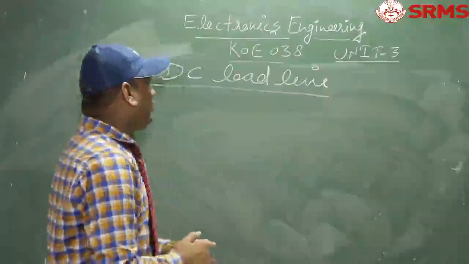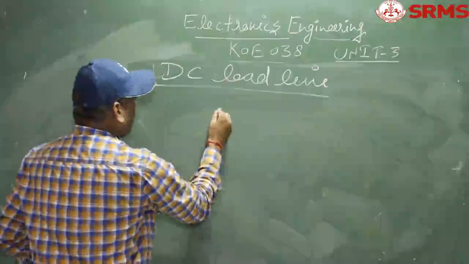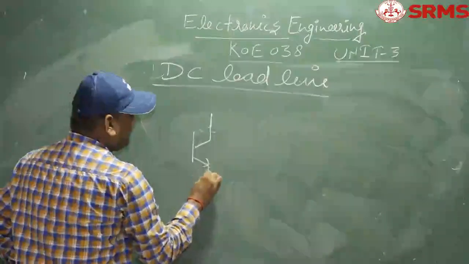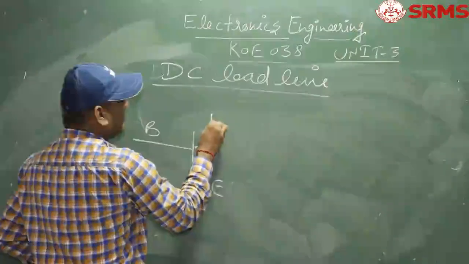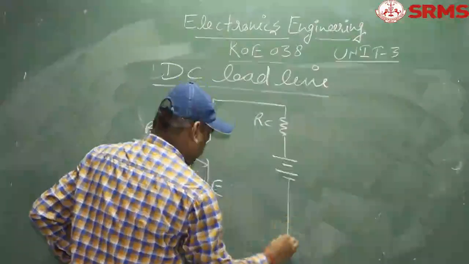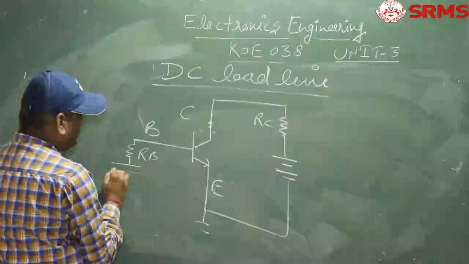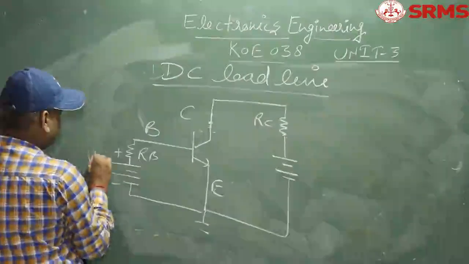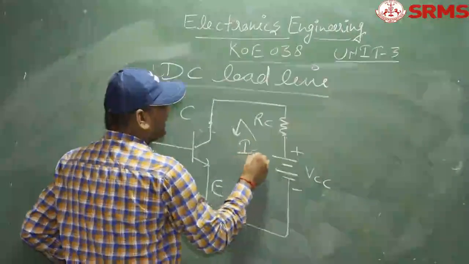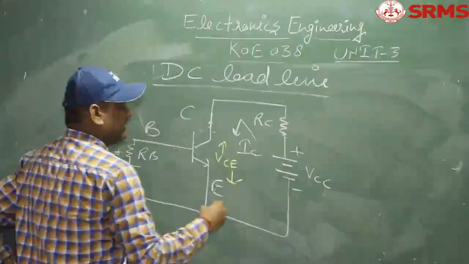Is that clear? So we will draw the DC load line for the common emitter configuration. Here the emitter is common for the base as well as for the collector. This is RC, this is the positive supply, this is ground, and here we have RB, and this is plus VBB, and this is plus VCC. Let us assume the output current is IC, which flows through the collector terminal, and the output voltage is VCE.